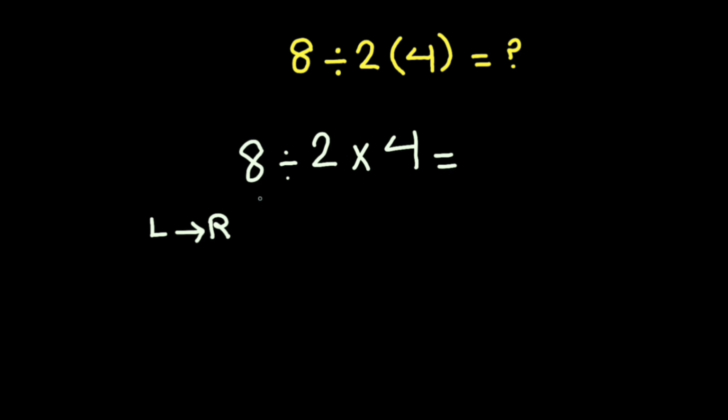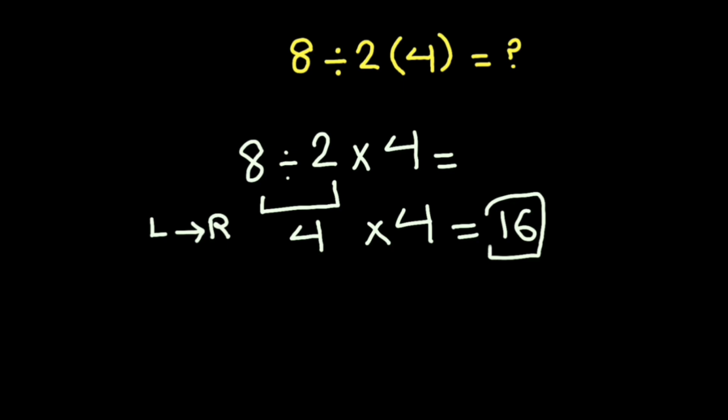So 8 divided by 2 gives us 4. Now 4 times 4 gives us 16. The final answer is 16.